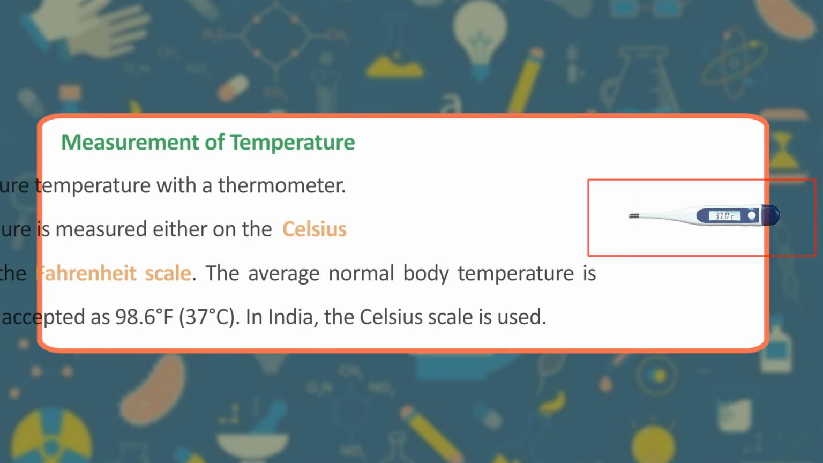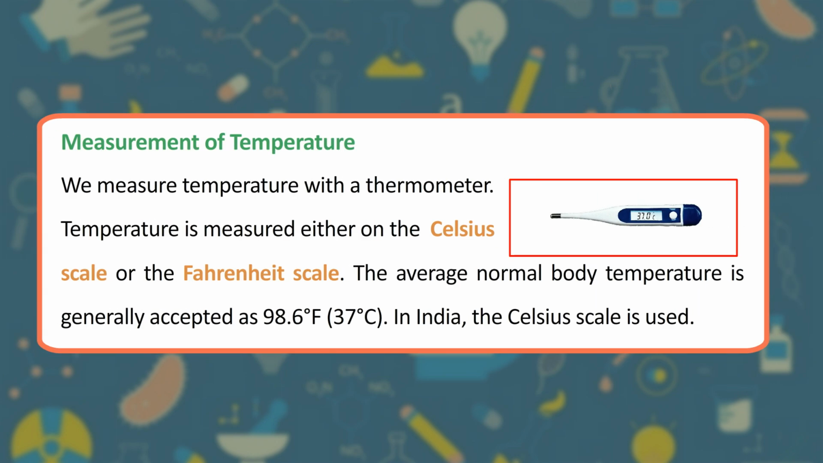Measurement of temperature. We measure temperature with a thermometer. Temperature is measured either on the Celsius scale or the Fahrenheit scale. The average normal body temperature is generally accepted as 98.6 degrees Fahrenheit, 37 degrees Celsius. In India, the Celsius scale is used.